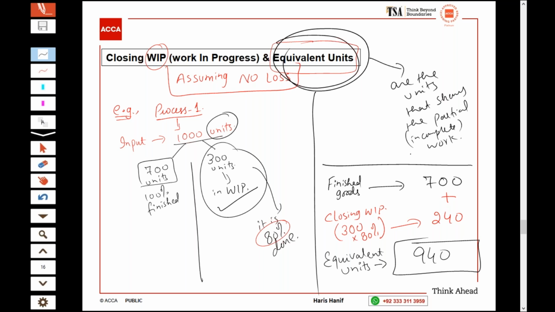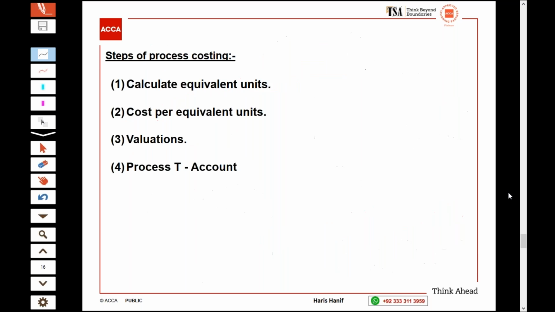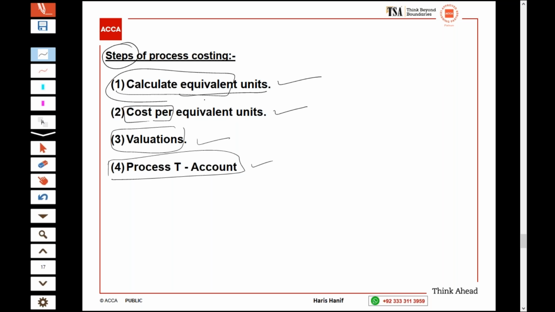Now let's move on to the next slide. This is the steps of process costing. First of all, equivalent units. Number two, you need to calculate cost per equivalent unit. Number three, valuations, and number four, the process T account. Okay, so remember these steps.